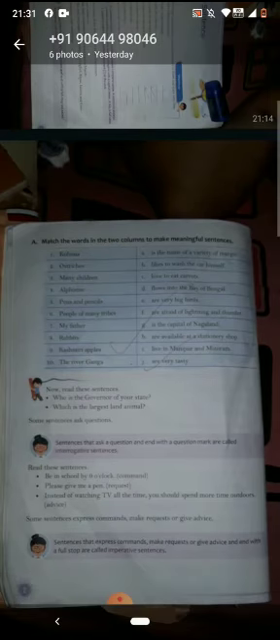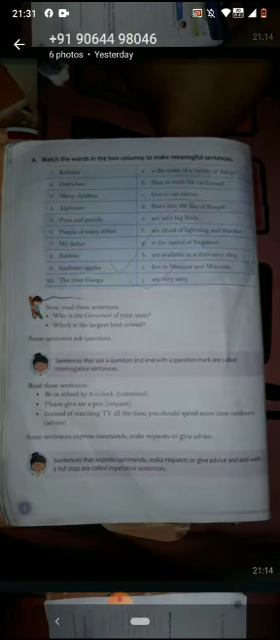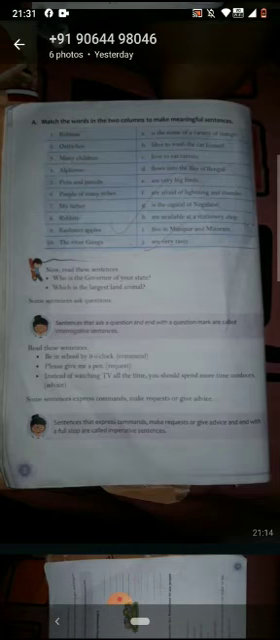Next we have the second kind of sentences, that is interrogative sentence. What is that, class? Interrogative sentence. What is an interrogative sentence? Sentences that ask a question and end with a question mark are called interrogative sentences.